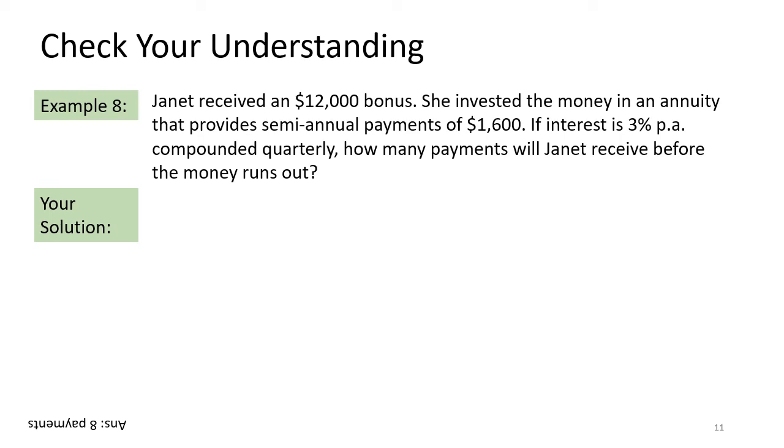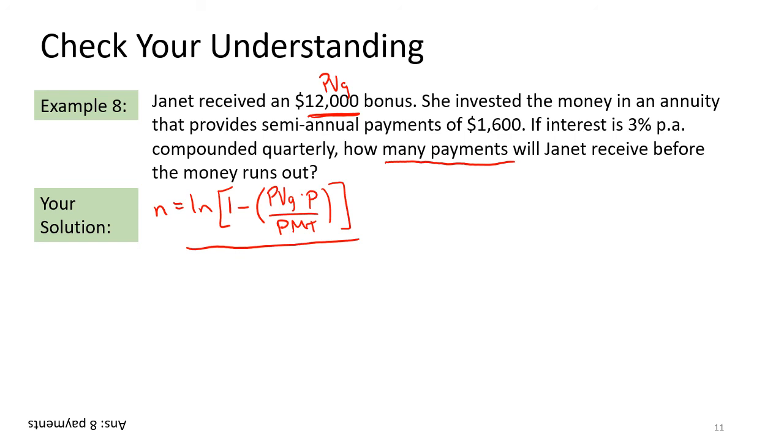So again, she received a bonus and invested it. So you know that that's the amount of money she has now, so that is the present value. The other thing that you're noticing is how many payments, so you know you're looking for the value of n. Since it's present value, you start with the formula: n is equal to the ln of 1 minus the present value times the equivalent interest rate P divided by your payment, and that's all divided by the negative ln of 1 plus the equivalent interest rate P.